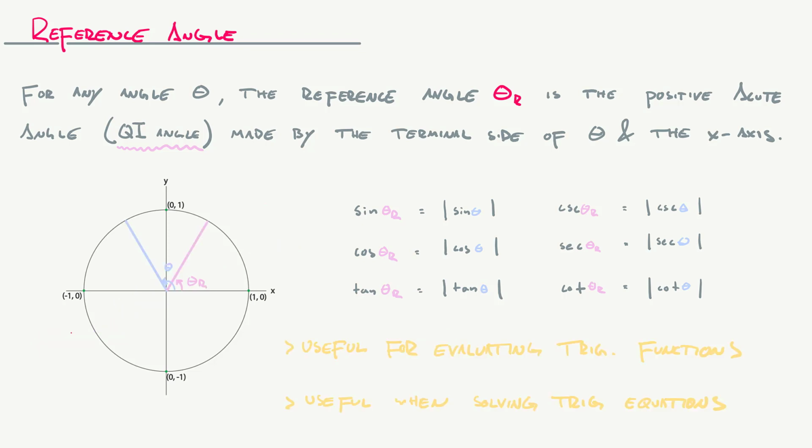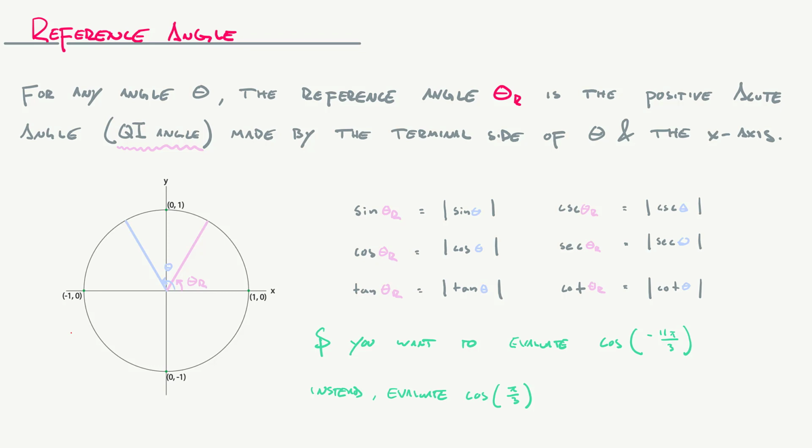And speaking of usefulness, this is used for evaluating trig functions, which I'm going to show you a very brief example of here in a second, and also kind of stuff we've already been doing. But then we're going to extend the idea to solving trigonometric equations in general. Let's say you want to solve, or you want to evaluate, for example, the cosine of negative 11 pi over 3. Well, instead, I'm just going to evaluate the reference angle pi over 3.